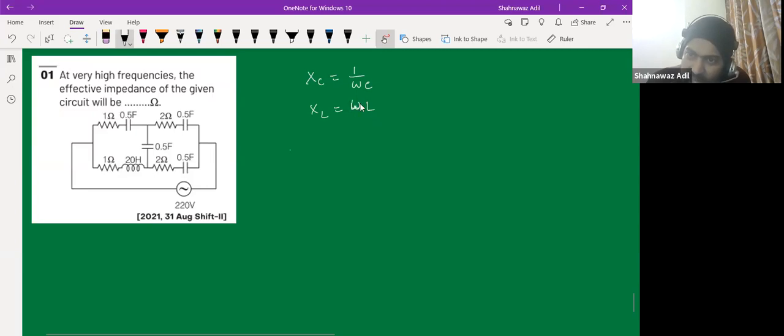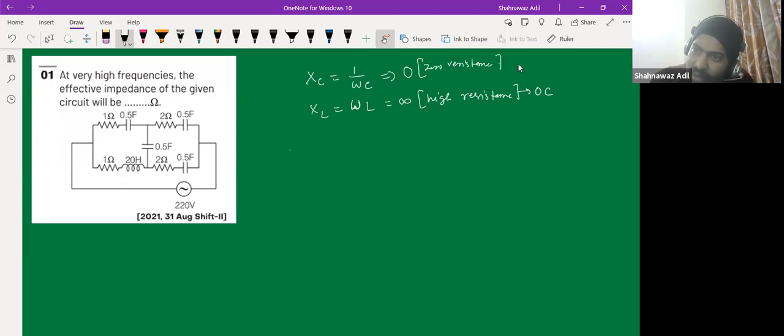Now you are correct, right? Because XL is omega L, and this omega is very high, so this would be very high, let's say infinity. High resistance means that the current will not pass. This is open circuit. And this is larger, so we will have zero resistance, which means short circuit, right?